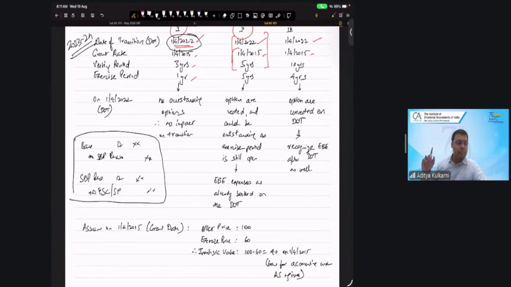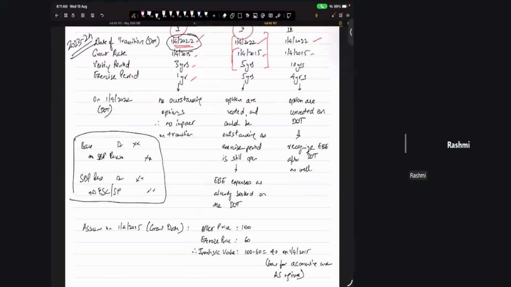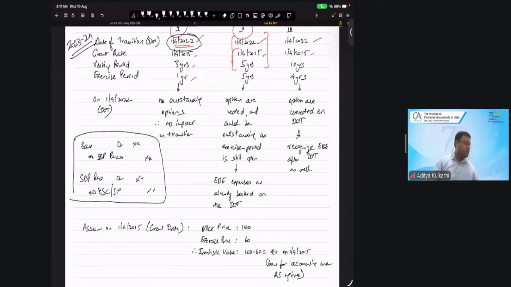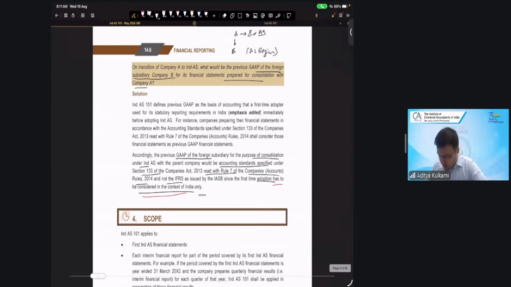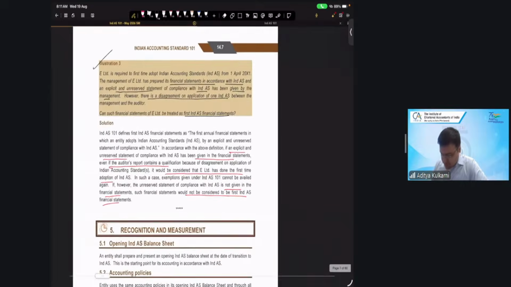Yes, you will go back in time, put in the effort to calculate the fair value. Are you okay with this? Yes, sir. So that takes care of ESOP as one of the mandatory guidance. Okay, so we move to one question here.